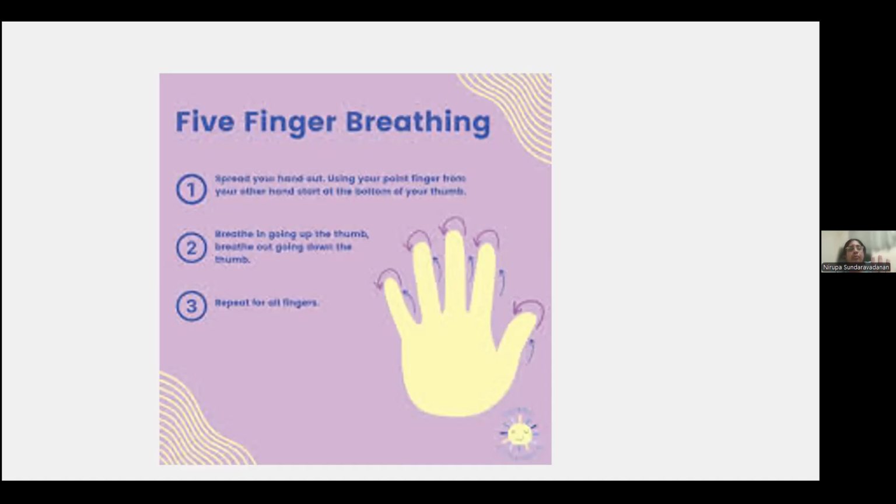Tell them to keep their palm open, close their eyes, slowly start from the base here. Run their finger up the thumb. As they go up, they slowly breathe in. And as they come down, they slowly breathe out. Again, breathe in and breathe out. Breathe in, breathe out. Breathe in, breathe out. Breathe in, breathe out again. And you just teach them to do this.